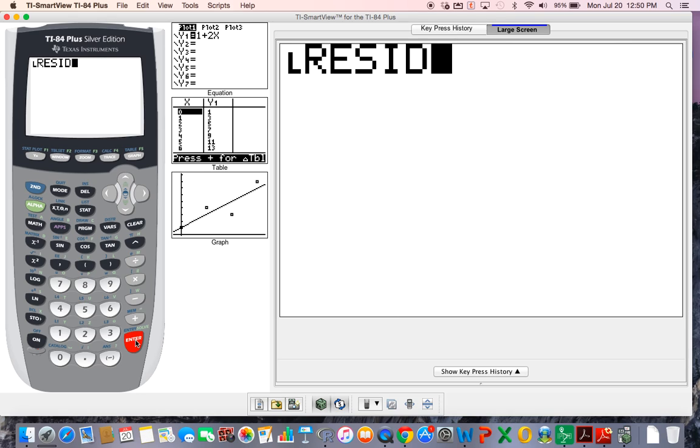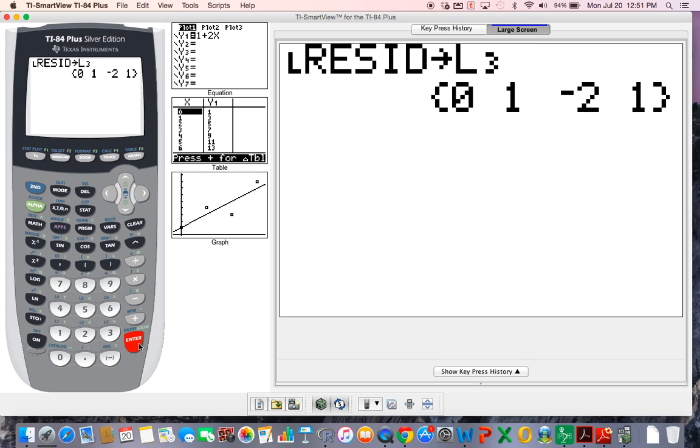Now, I can take these residuals, and there's a really cool feature on your calculator that says store. If you look at the 1 and the 4 and look just to the left, you see a button that I just hit called store. When you hit that, it's going to put a little arrow up there, and it will allow you to take whatever you have in front of the arrow and store it somewhere. Well, I think a reasonable place to store my residuals would be in L3. So I hit enter. Now you can see that it gives you a vector 0, 1, negative 2, 1 of your residuals that we created by hand.